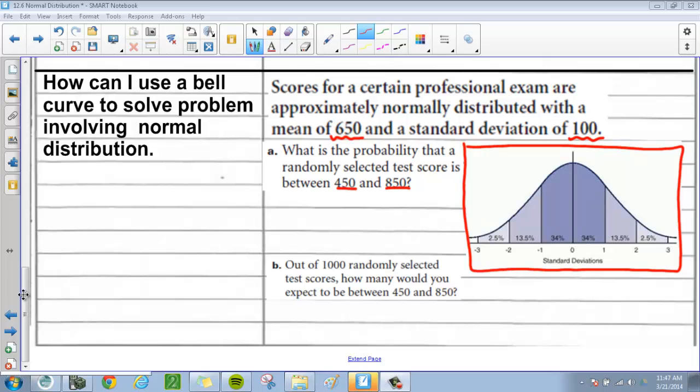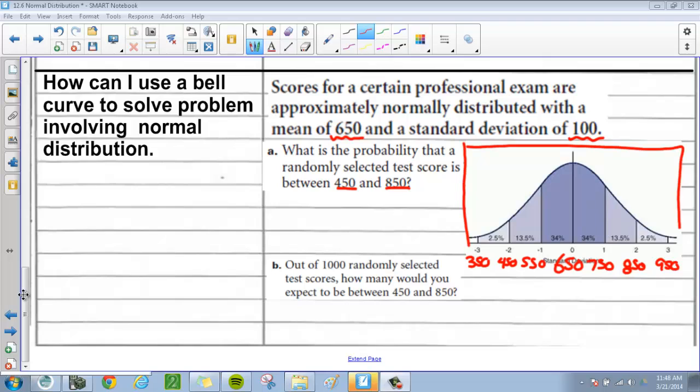Well, let's start by setting up this bell curve using the information they give to us, and then we can answer this question right here. We know that the mean is 650, so right here in the middle is 650. And we know that each standard deviation goes up or down by 100. So one standard deviation away would be 750, then two up would be 850, and another one up would be 950. In the same idea, going down, we would go to 550, then 450, and then 350.